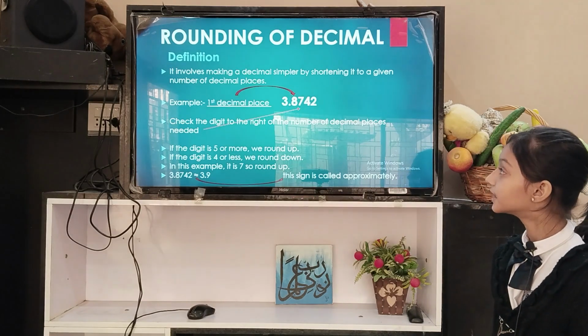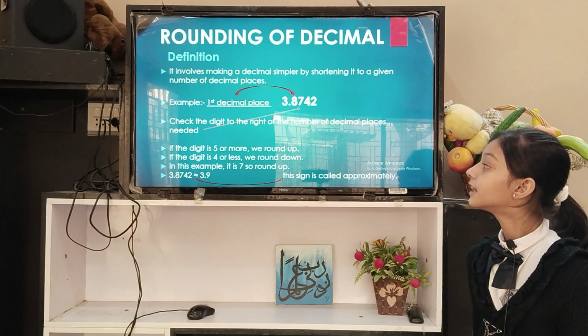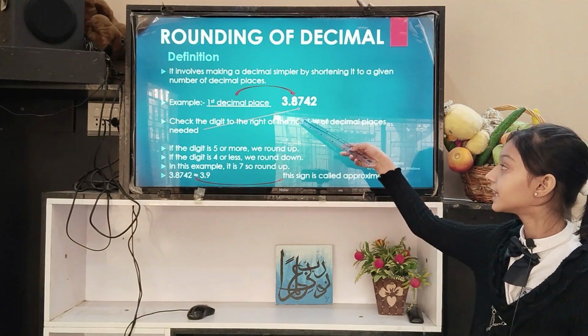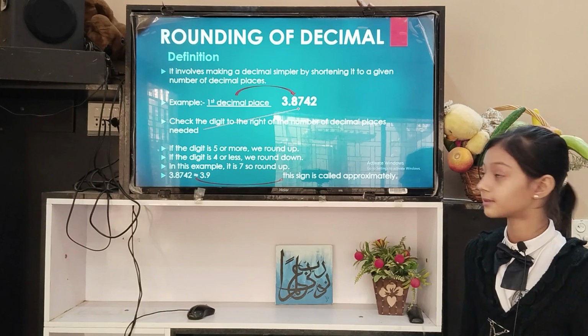Rounding of decimals. Definition: it involves making a decimal simpler by shortening it to a given number of decimal places. For example, first decimal place. It is on the first decimal place and we have to answer on the first decimal place.